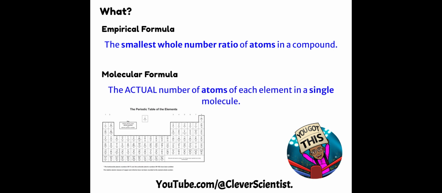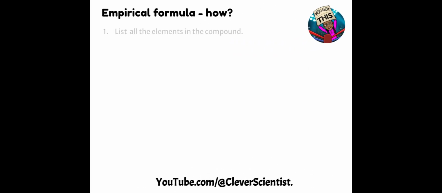Now, you will be pleased or not to know that there is a process so that we can work out the empirical and molecular formula of a substance. As usual, my advice is to learn the process and then you can apply it to any question. Let's look at the steps in this process. Now, it's good practice to underline the numbers in the question to help you focus.